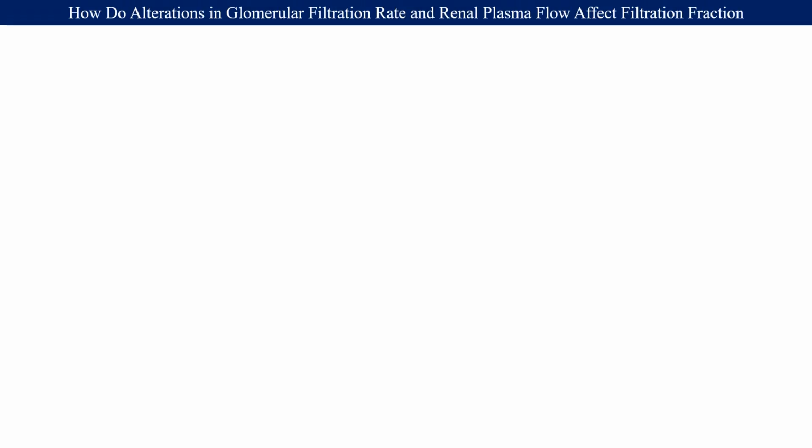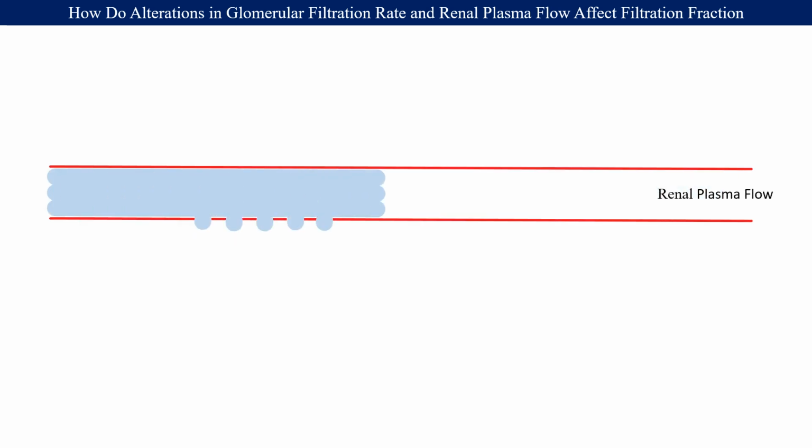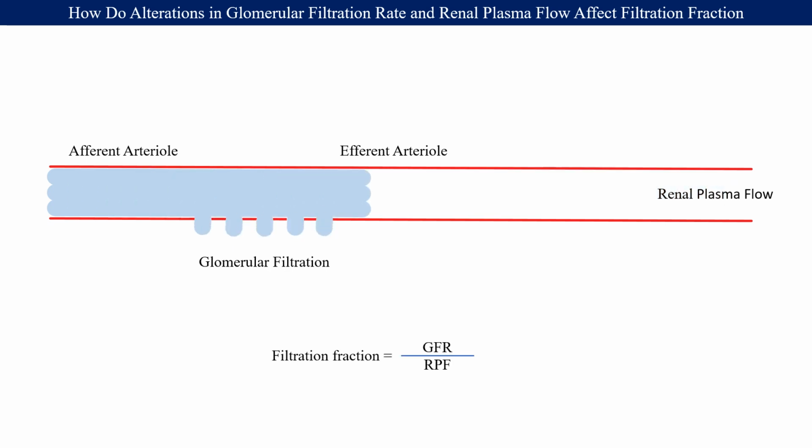How do changes in glomerular filtration rate and renal plasma flow affect filtration fraction? Let's stretch out our renal arteriole with renal plasma flow as shown. Some of the renal plasma flow gets filtered through the glomerulus. The glomerular filtration is regulated by blood inflow and the vascular tone of afferent and efferent arterioles. Filtration fraction is the fraction of total renal plasma flow that is filtered through the glomerulus. Filtration fraction is essentially glomerular filtration rate divided by renal plasma flow.